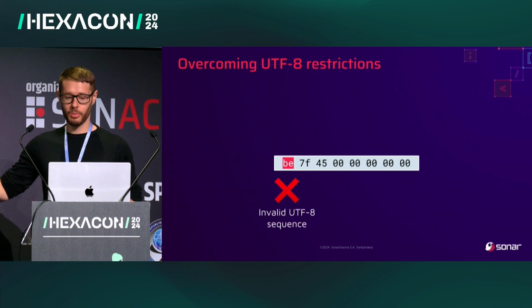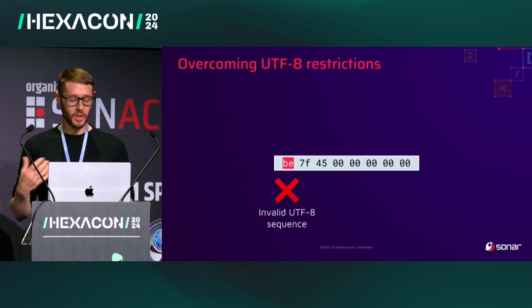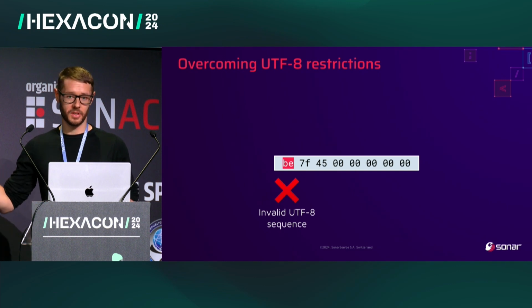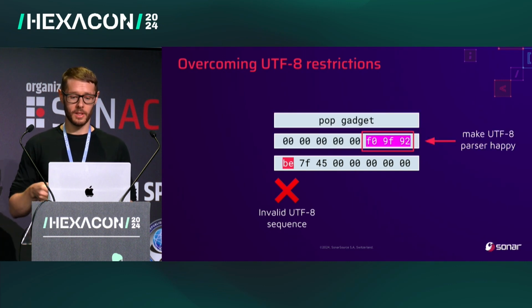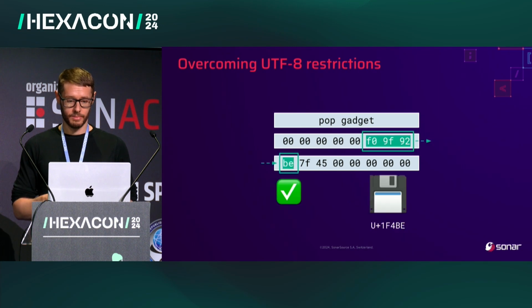For example, this gadget would not be possible on its own because it contains an invalid UTF-8 sequence. However, if we add a pop gadget and a dummy value before it, we can make it valid by introducing a UTF-8 sequence in the last bytes of the dummy value. This way, the stream of bytes will become a valid UTF-8 sequence, and the gadget is fine.